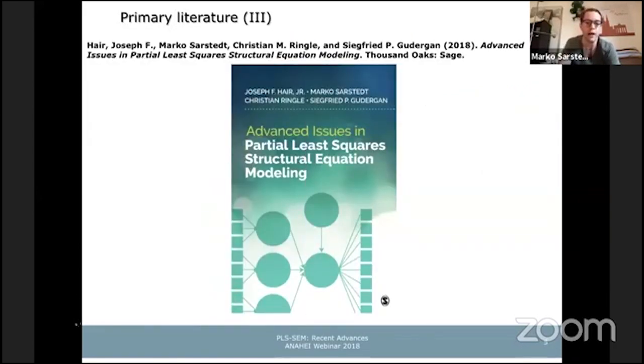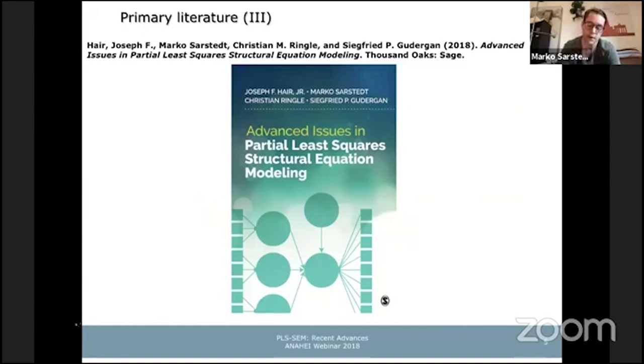And this is out now, Advanced Issues in Partial Least Squares Structural Equation Modeling, which was published mid last year. Some of the topics we're going to be talking about today are documented in here, but not all of them, because recent advances really means recent advances. So I'm going to be talking about things we are actually working on at the moment and that are coming up on the horizon. And some of the topics have just recently been resolved, I would say.